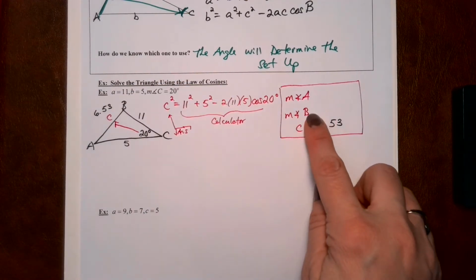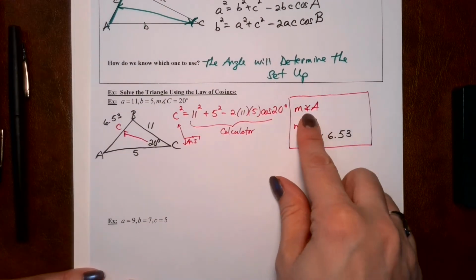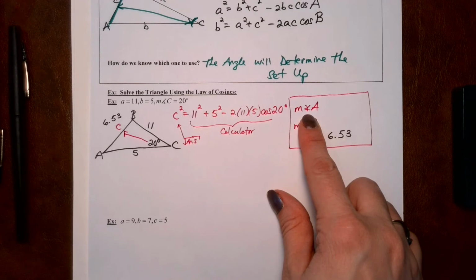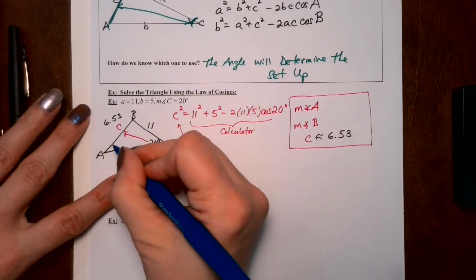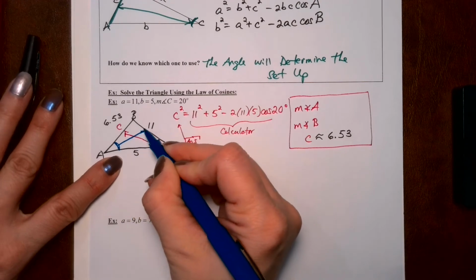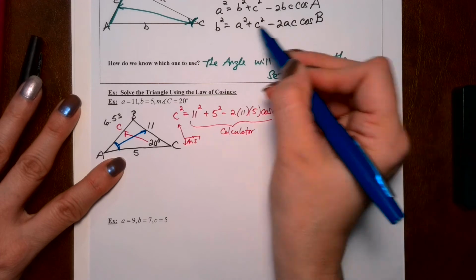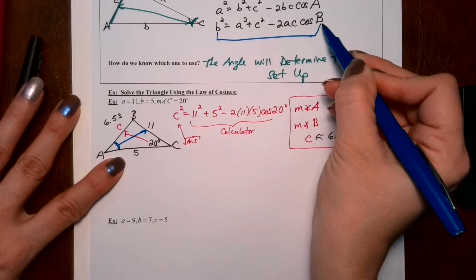Now we have to find one of these angles. It doesn't matter which one we go for. Let's just go for angle A. All right, so I'm going to go for angle A. That means I'm going to have to start with 11 with that side. Remember, how you start the law of cosines kind of matches with how you end it.